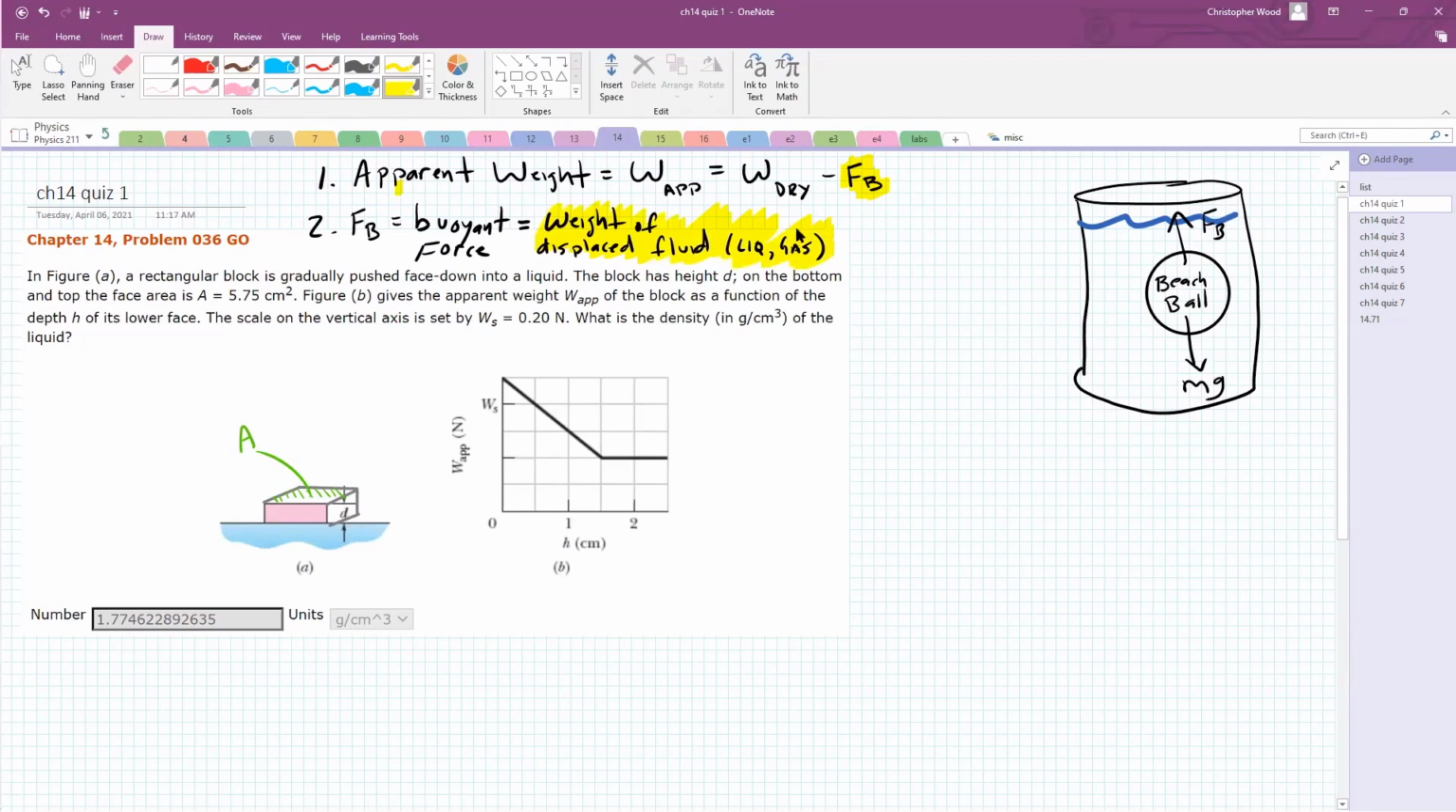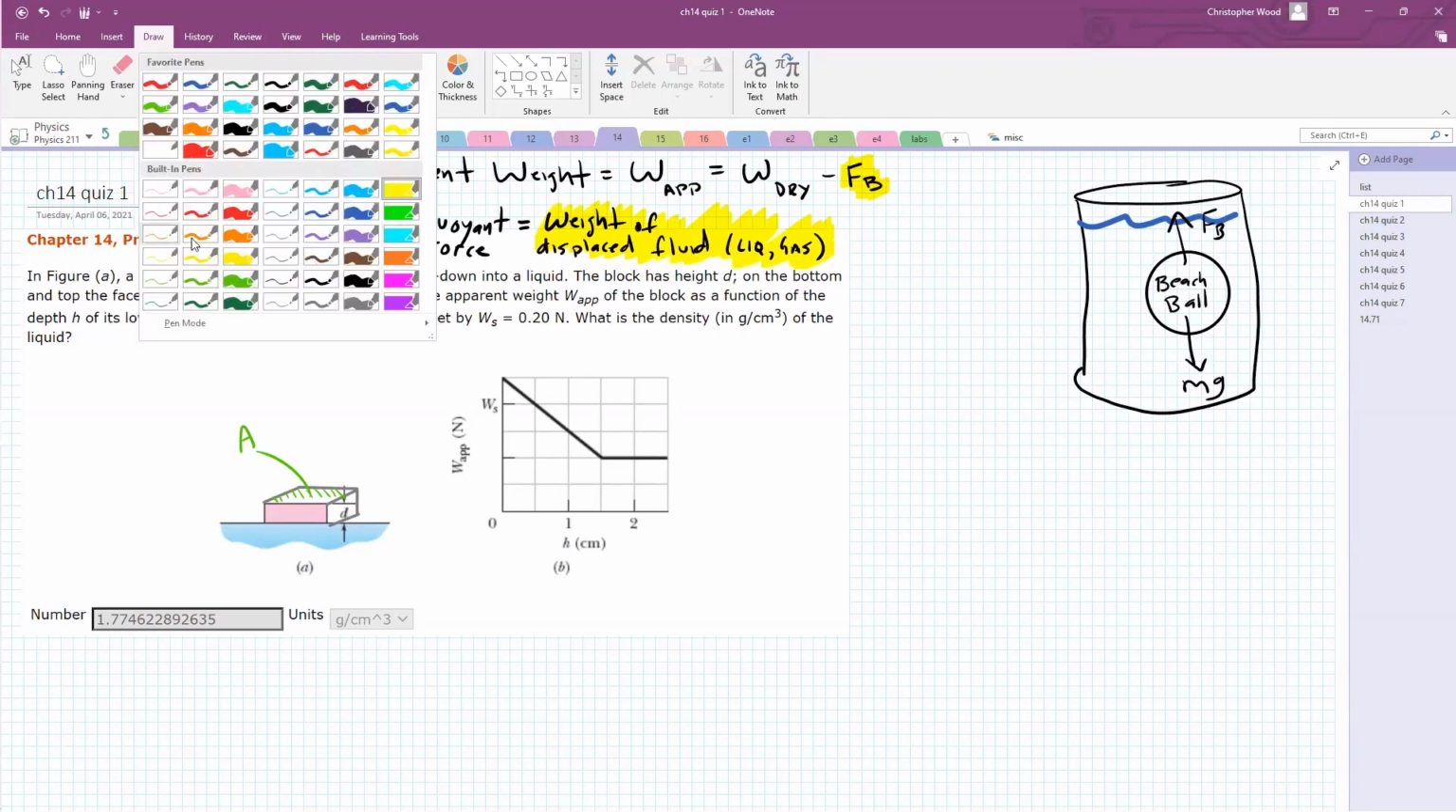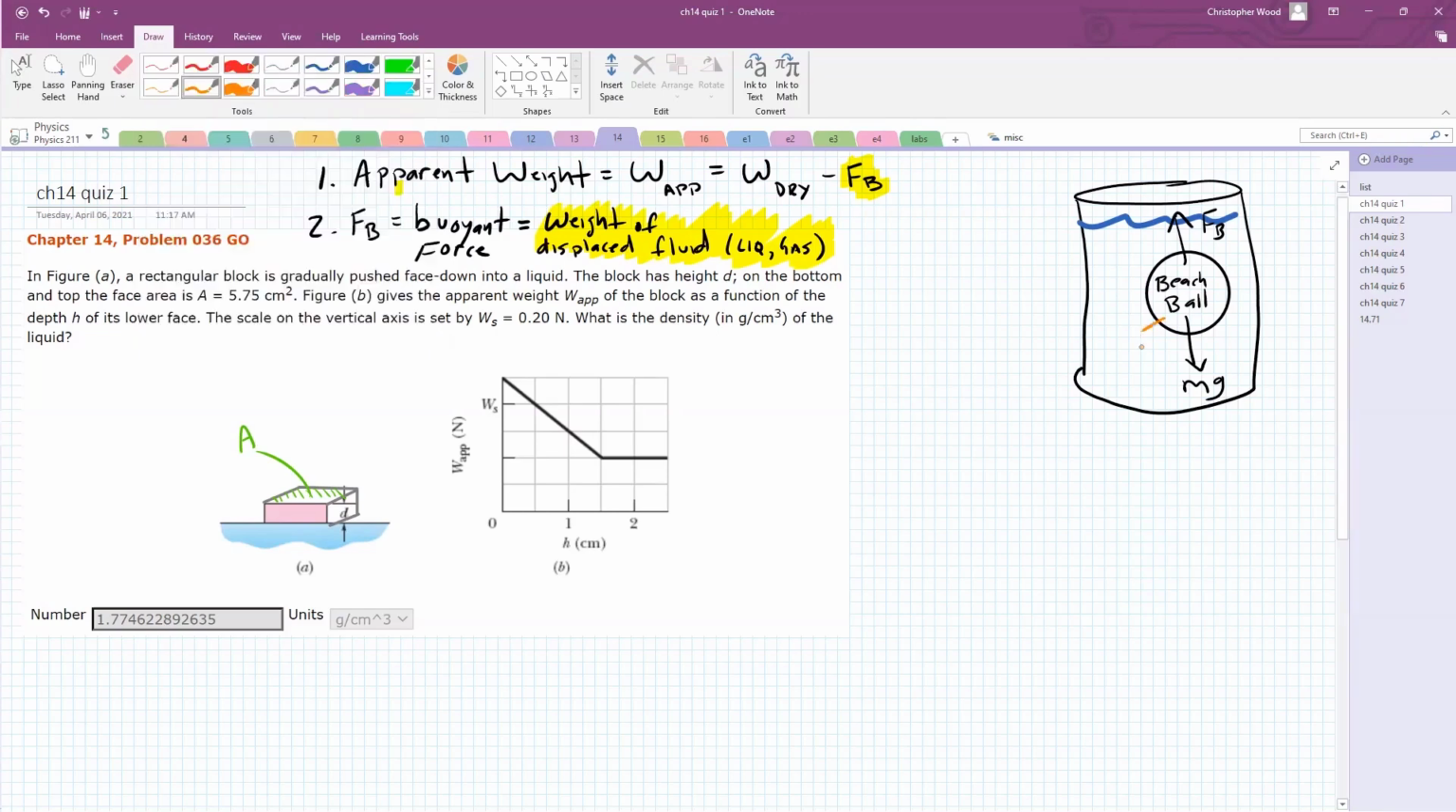So let's just say, for the sake of conversation, this beach ball has a volume of 0.2 cubic meters. If that's the volume of the beach ball, this 0.2 cubic meter beach ball will shove aside, or displace, or move out of the way the same amount of fluid.